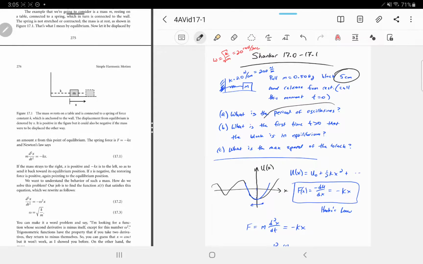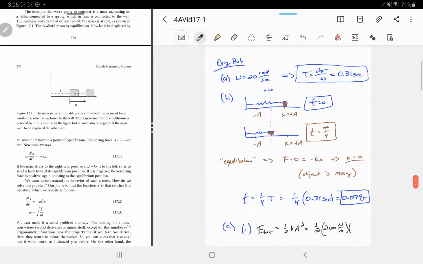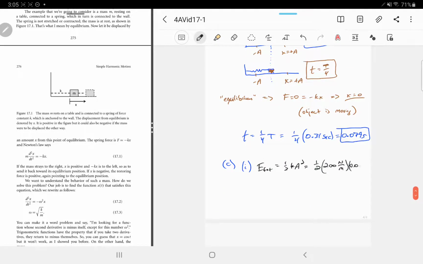So parts A and B didn't depend on the fact that it was 5 centimeters at all, but how much energy the block has, how fast it's moving, does depend on how far away from equilibrium it started. So at this point, we need 5 centimeters. So this is 0.05 meters squared. Multiplying this out, 100 times 1/20 squared is 1/4, or 0.25 joules.